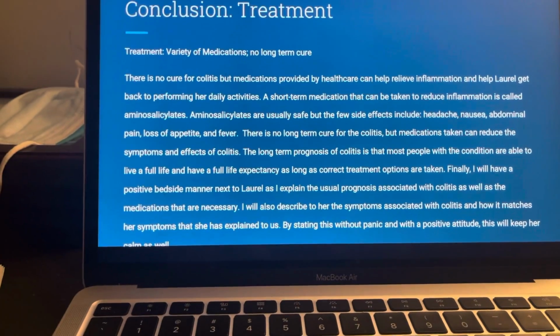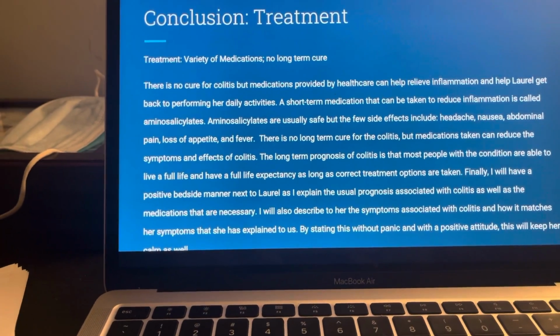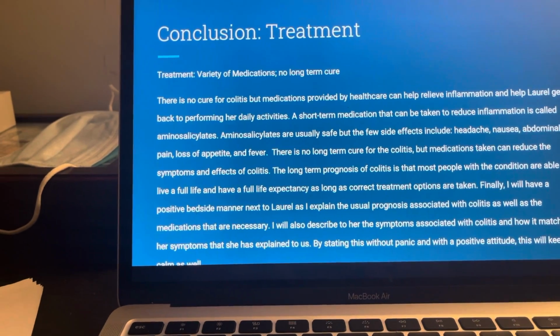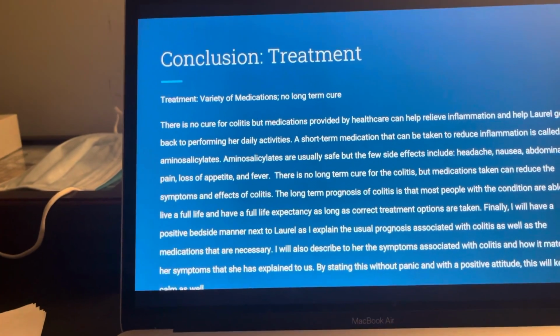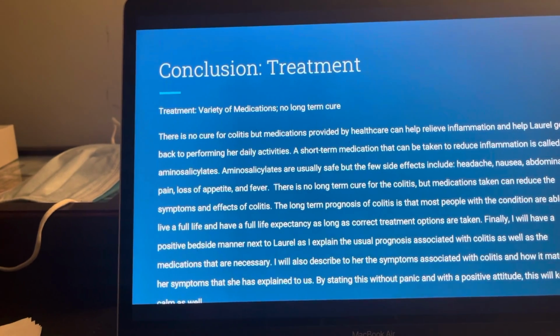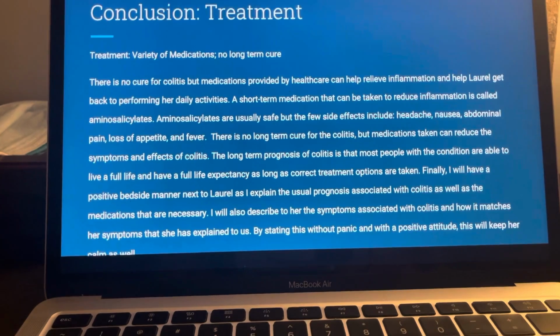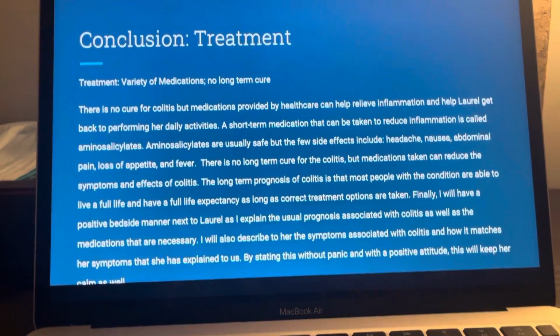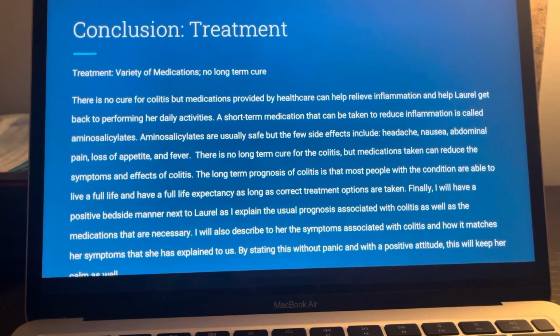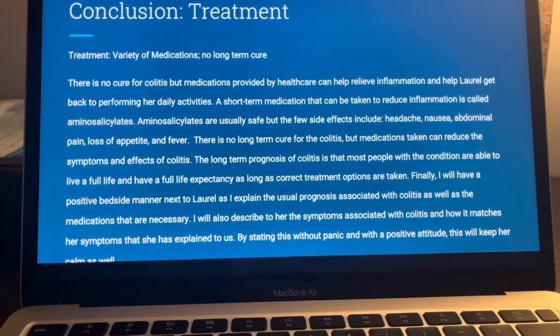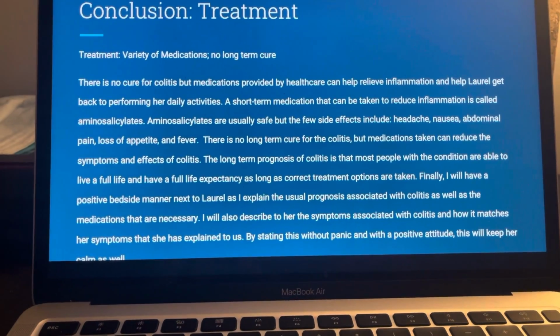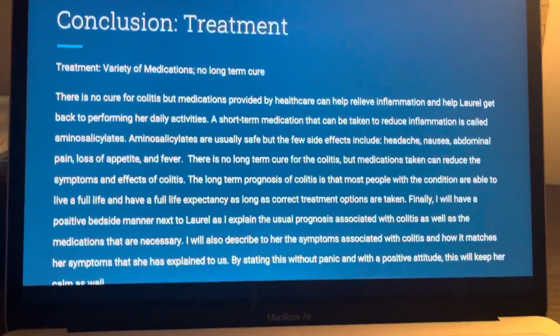Finally, for the bedside manner with which I will present Laurel with this information, I will describe to her the symptoms associated with colitis to be transparent with her from the beginning, and then how it matches her symptoms to make sure she understands that this is the correct diagnosis, and keep a positive attitude to keep her calm as well. And these are my sources.